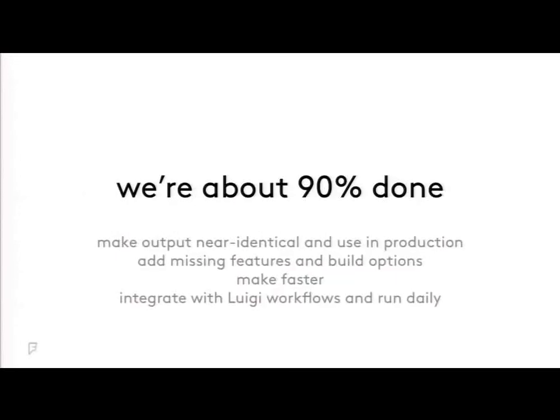My estimate is that we're about 90% done. We need to put a little more work into making the output near identical, fixing whatever bugs along the way that it takes, and to actually start deploying these indexes to production. There are a few minor features and build options that we don't support yet. They're minor in that we don't need them to build the indexes that we serve at Foursquare. Maybe they matter to someone else, but I will get around to them, I promise.